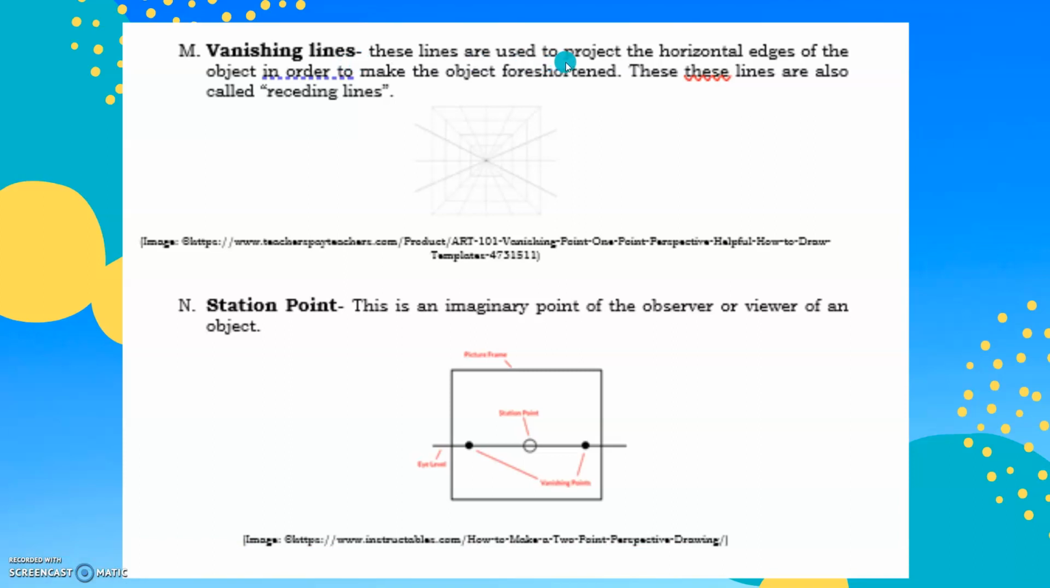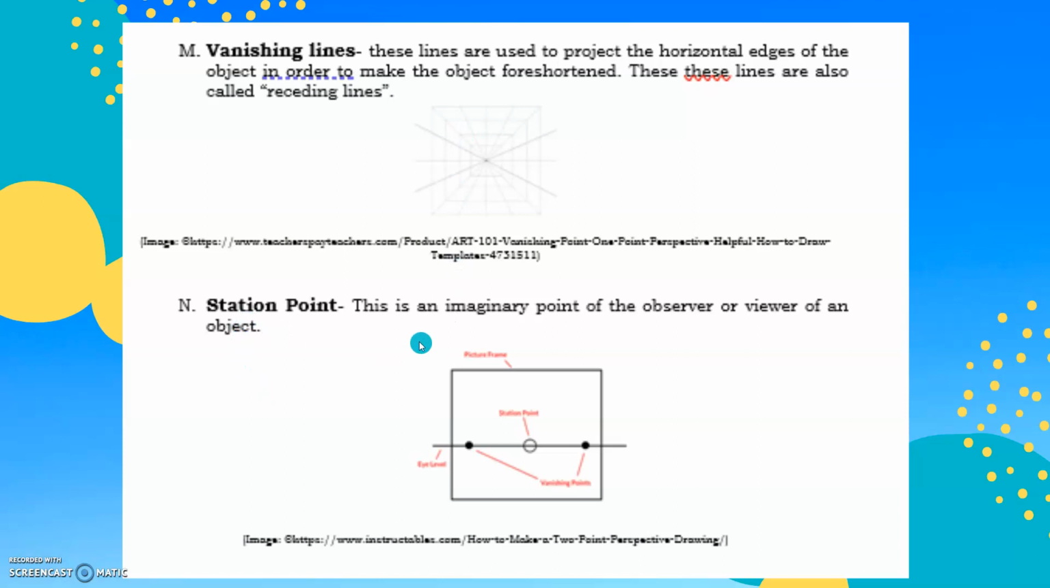It is almost the projection with the use of the horizontal edges of an object in order to make the object foreshortened. These lines are also called receding lines. As you can see on this object, it is the same as using your phone, iPad or tablet: when you zoom out, the size gets smaller, and when you zoom in, it gets larger, same as this vanishing point. As you can see, this is the vanishing point. As it grows or moves upward, it gets larger. So vanishing, through the use of your ruler or your T-square.